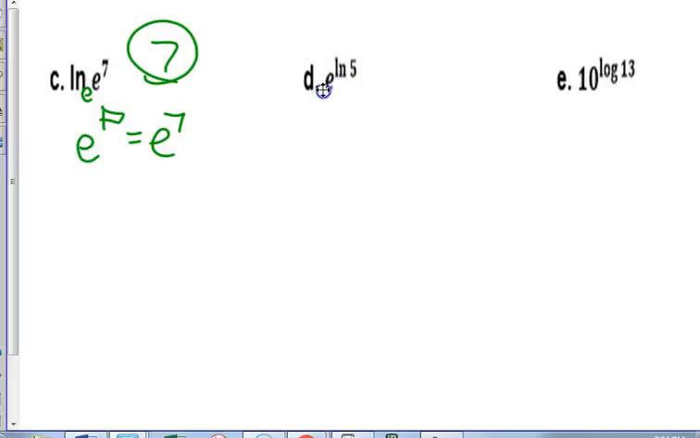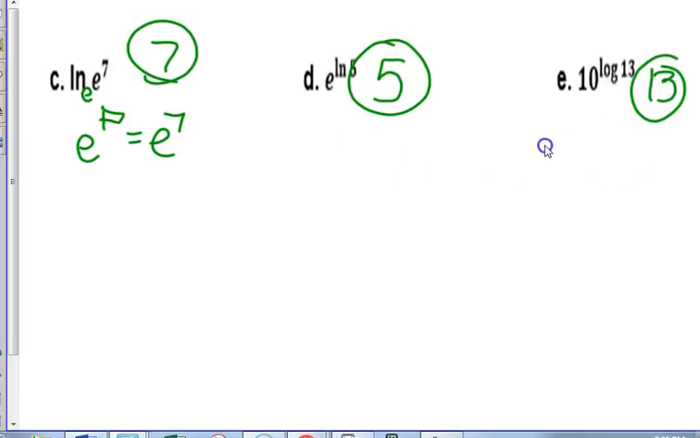Again, ln and E undo each other, so we just get 5. 10 to the power of and log base 10 undo each other, so we get 13. We doing okay so far? Need me to rewrite that one?